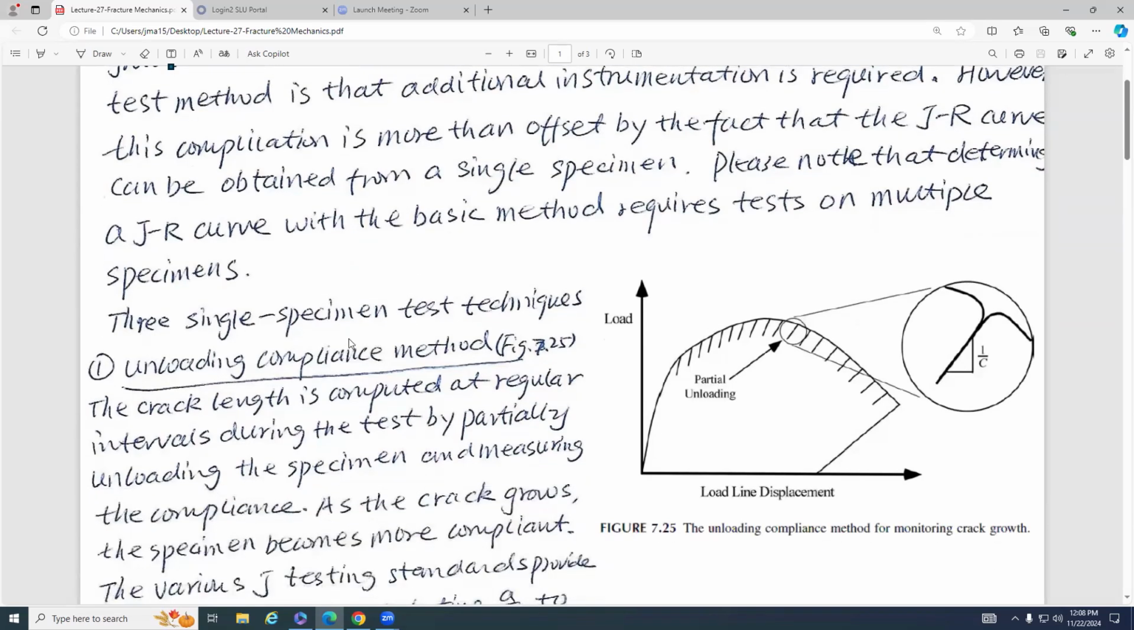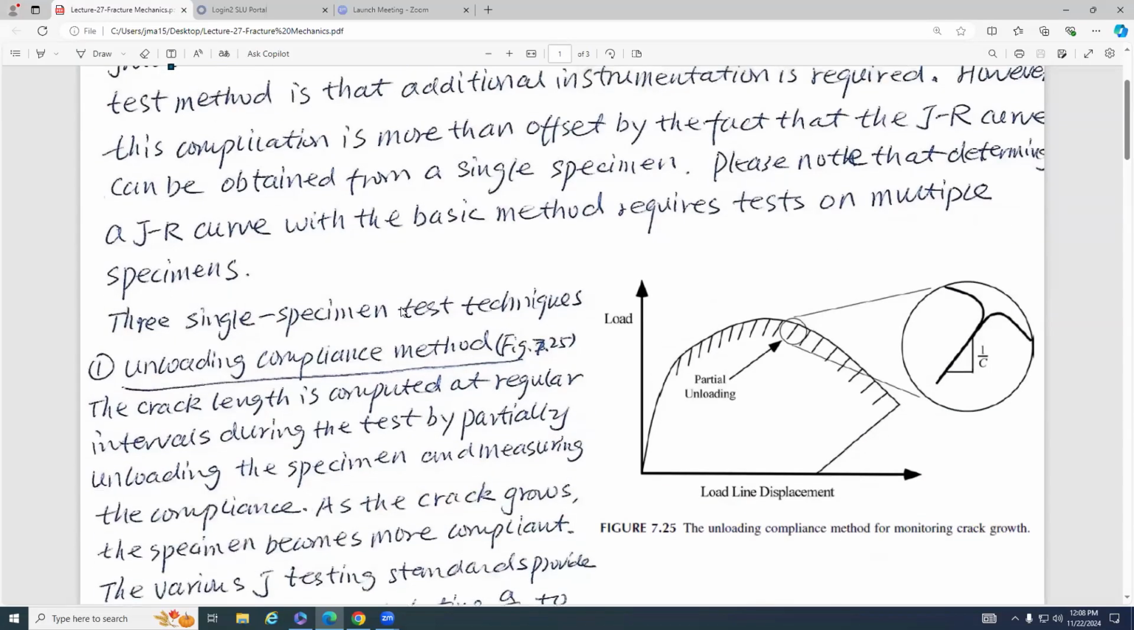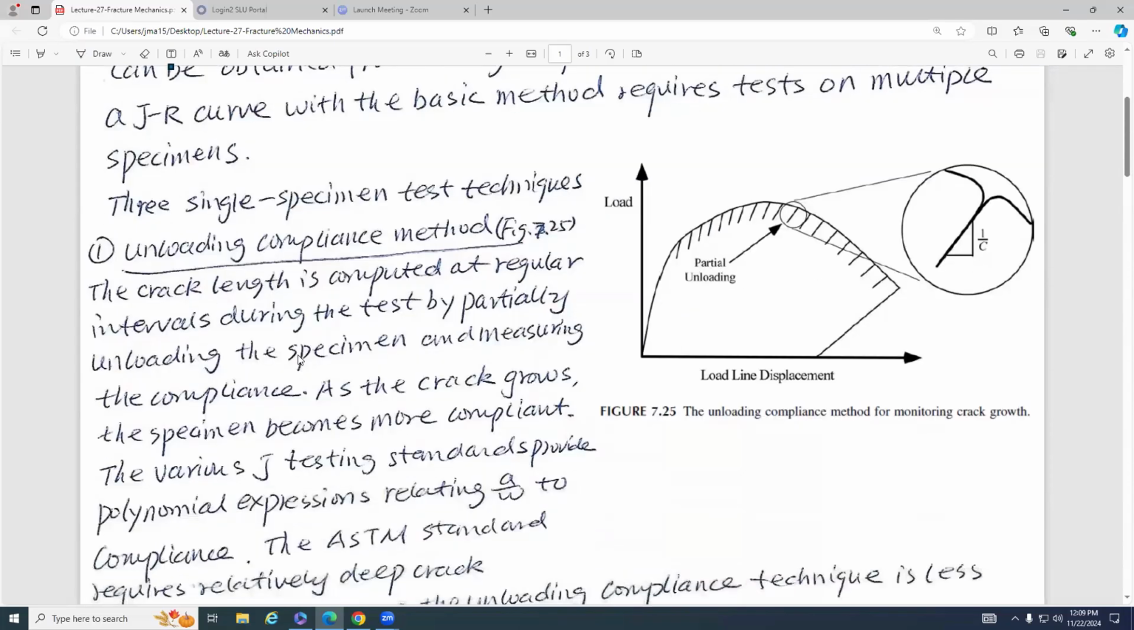There are several ways for single specimen testing, and we have three single specimen test techniques. I might ask you in our final exam, because here we are talking about some conceptual knowledge. If I give you a short question, you should be able to answer. For example, what are the three commonly used single specimen test techniques? For JR testing, you can come to these slides to get the answers.